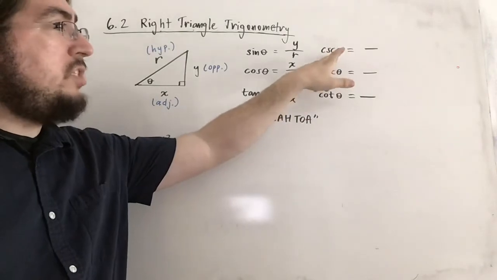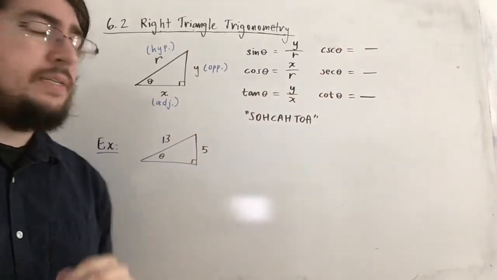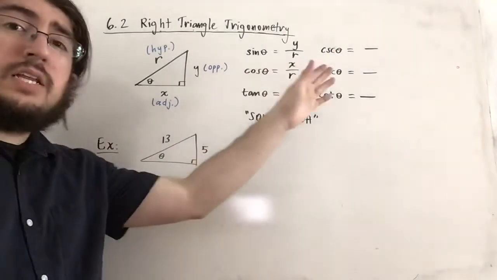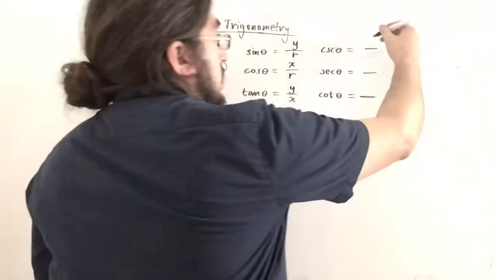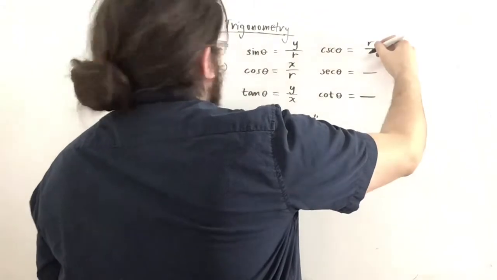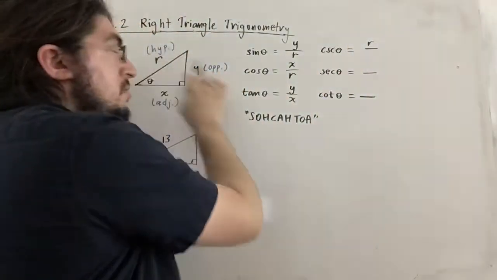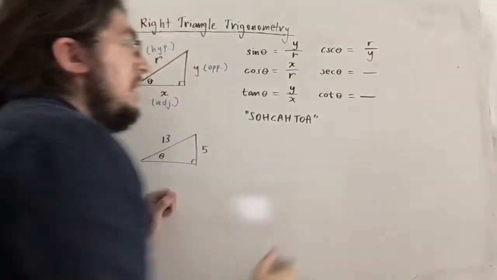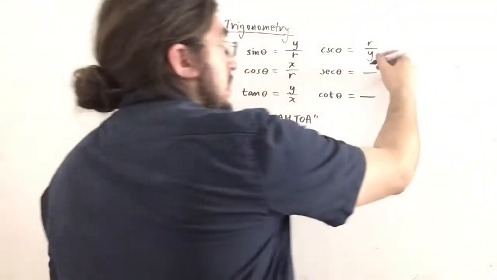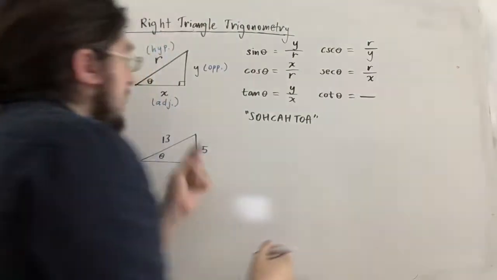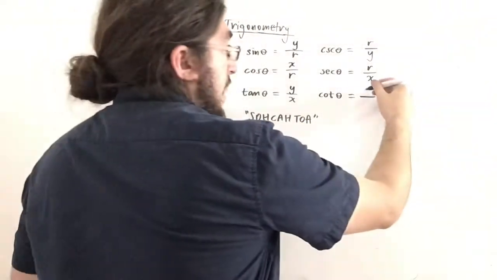So there is cosecant, secant, and cotangent. And they're literally the reciprocals of the ones that they sit next to. That's why I wrote them in this order. So cosecant will be the hypotenuse over the opposite side, which is r over y. Secant will be the reciprocal of cosine, which is hypotenuse over adjacent. Cotangent is then adjacent over opposite, so that's going to be x over y.